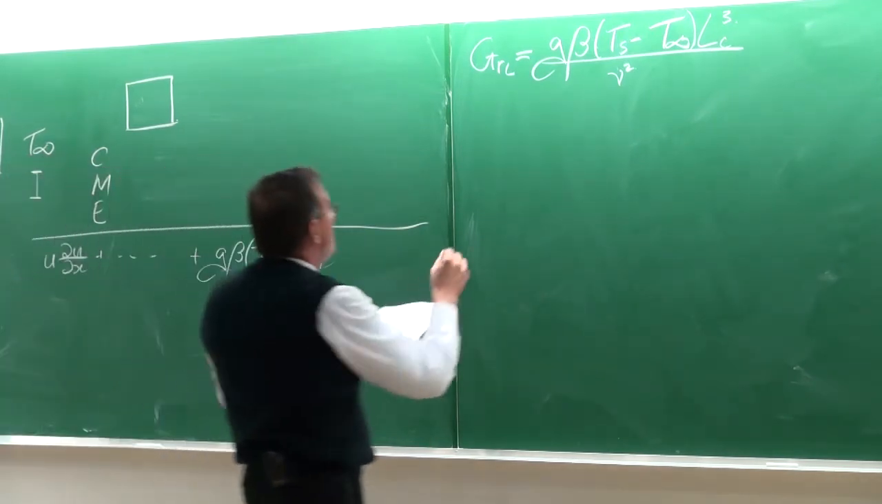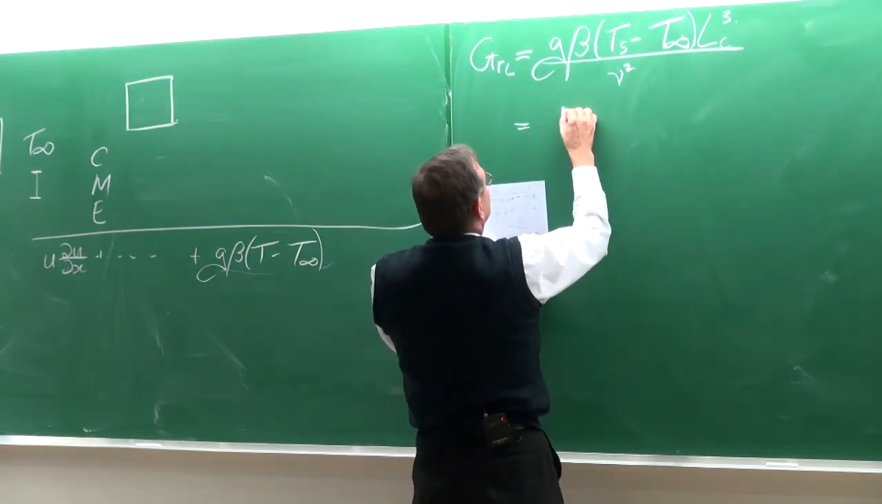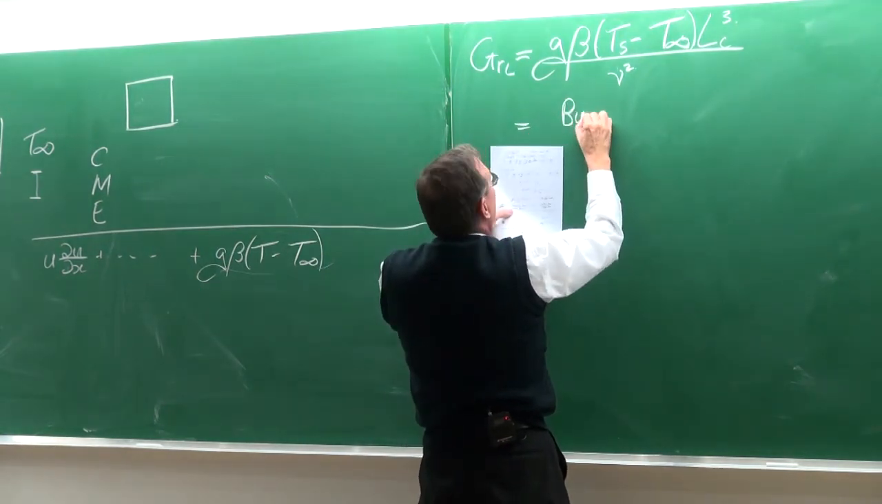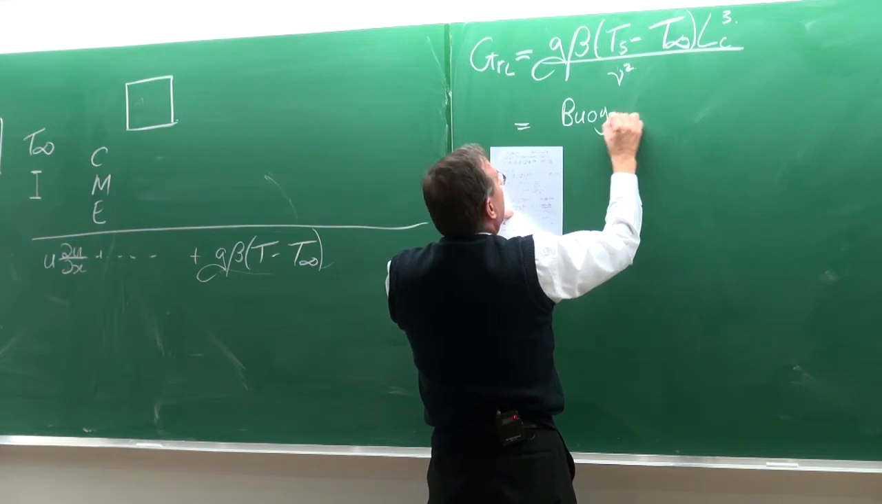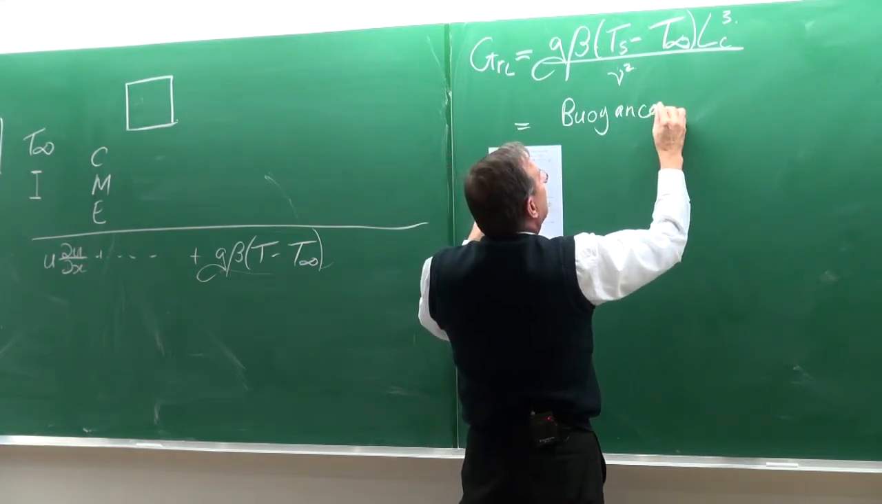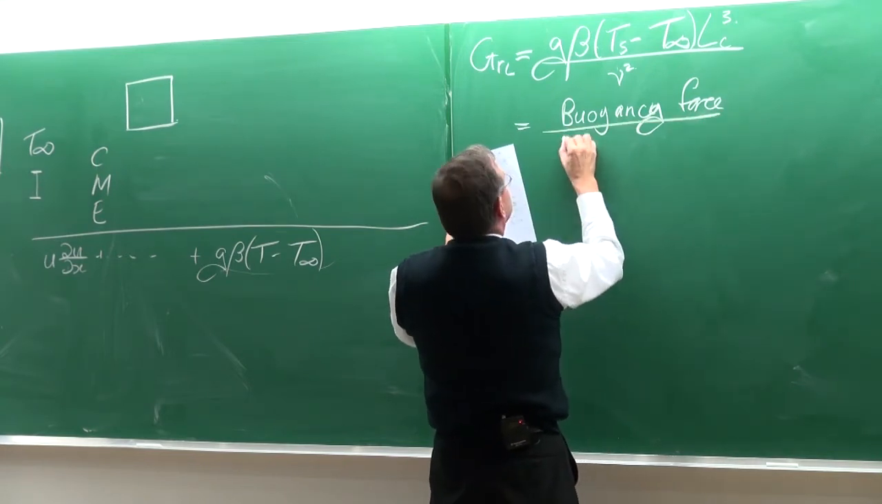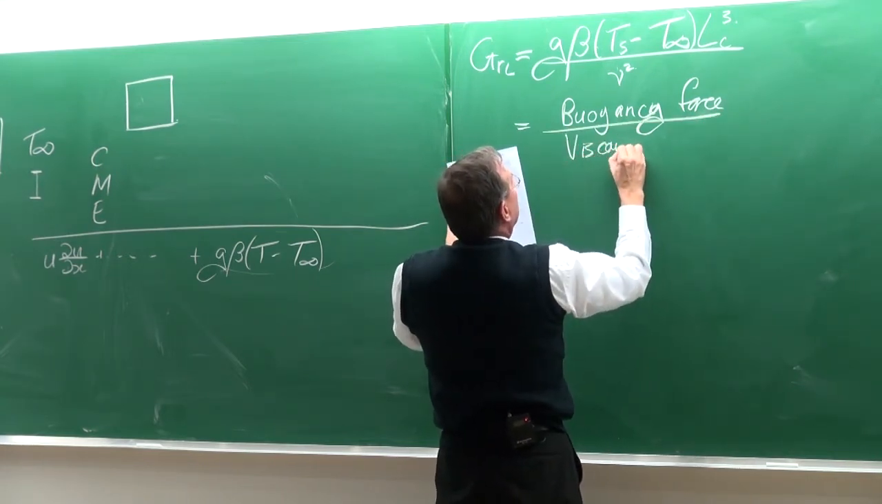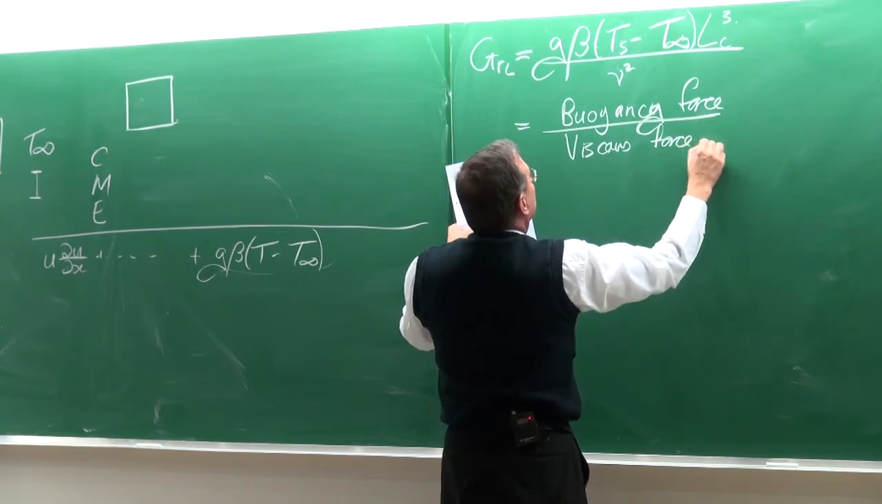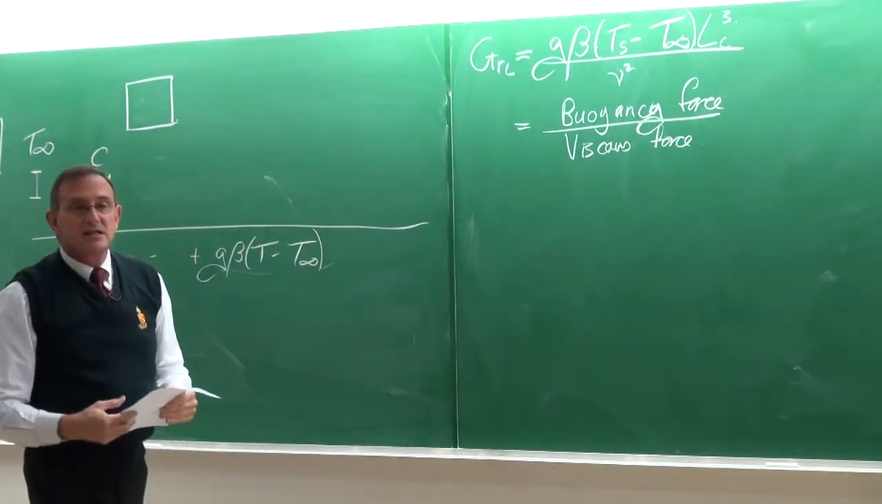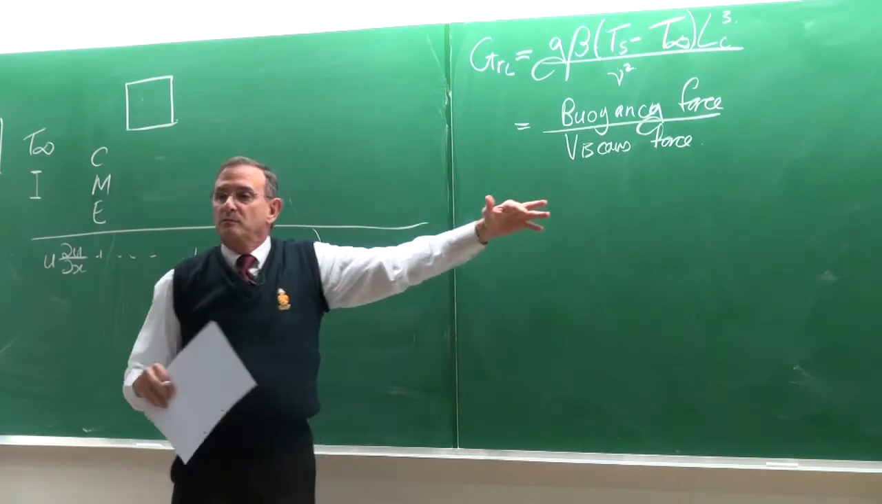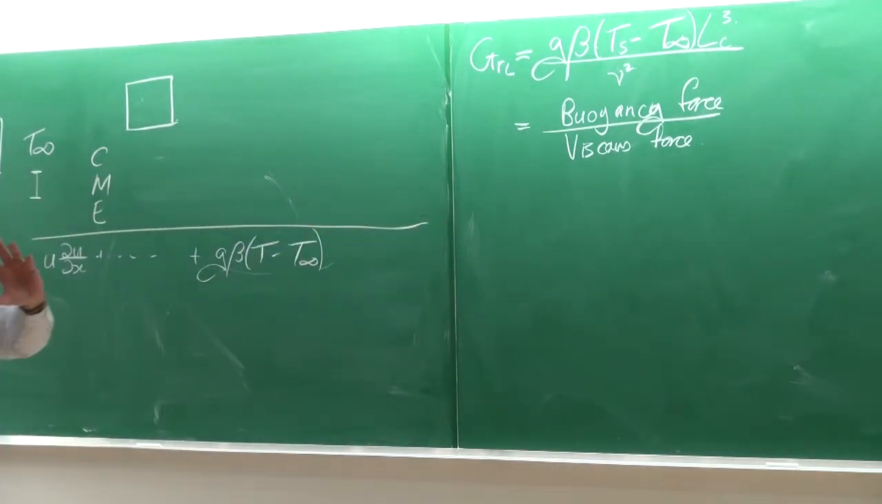And the Grashof number represents the ratio of buoyancy forces to a viscous force. Reynolds is momentum divided by viscosity. This one now is the ratio of the buoyancy force divided by the viscous force.